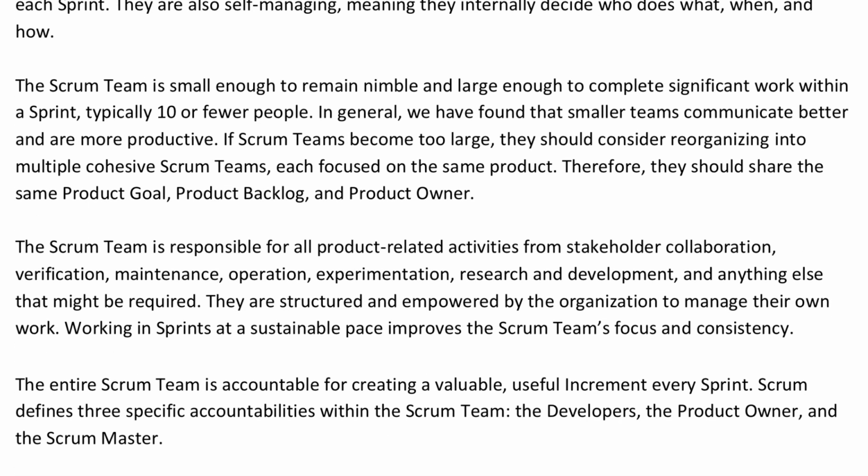The Scrum team is responsible for all product-related activities from stakeholder collaboration, verification, maintenance, operation, experimentation, research and development, and anything else that might be required. They are structured and empowered by the organization to manage their own work. Working in sprints at a sustainable pace improves the Scrum team's focus and consistency. The entire Scrum team is accountable for creating a valuable, useful increment every sprint. Scrum defines 3 specific accountabilities within the Scrum team: the developers, the product owner, and the Scrum Master.